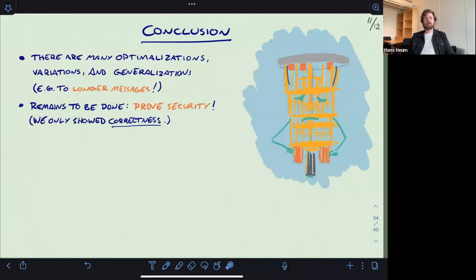What remains to be done, and what we haven't done so far, is to prove security. And when I say prove security, what I mean is that we need to prove that the construction we came up with is as hard to break as the underlying assumption is hard to solve, so that you get a tight relation between them.